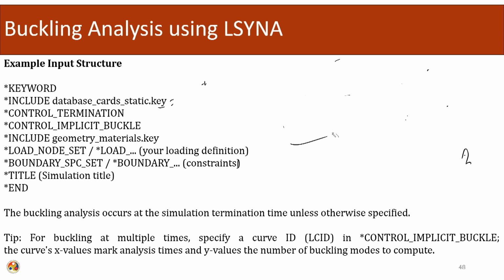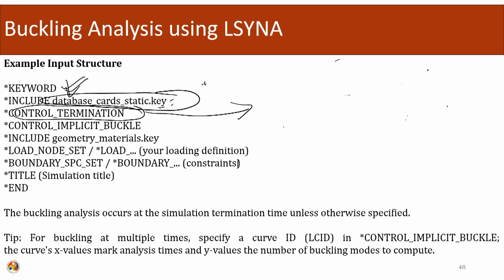These are some of the conventional cards. Any other software will have similar cards to do the same sort of simulation. Keyword simply tells us that these types of cards are there. Static key means that we are putting in some sort of preconditions. Control determination means till how many modes we want to run this simulation. Control buckling, implicit buckling tells us that we want to do a buckling analysis.